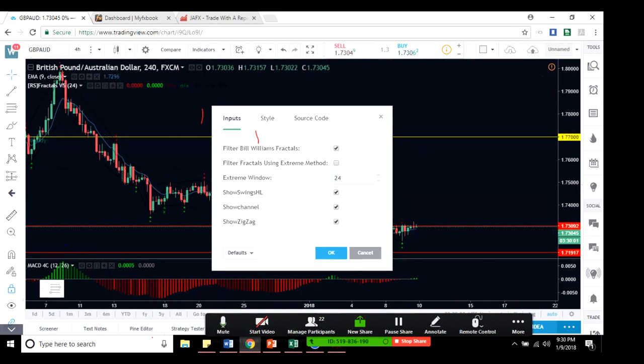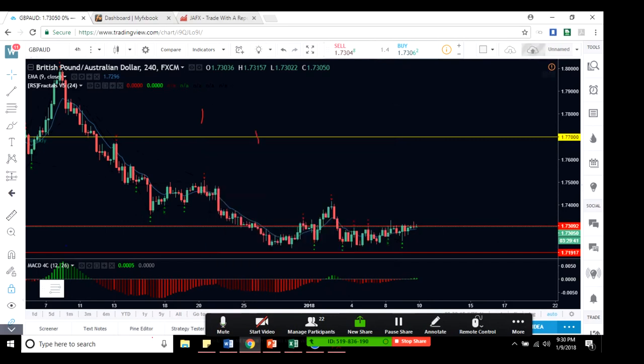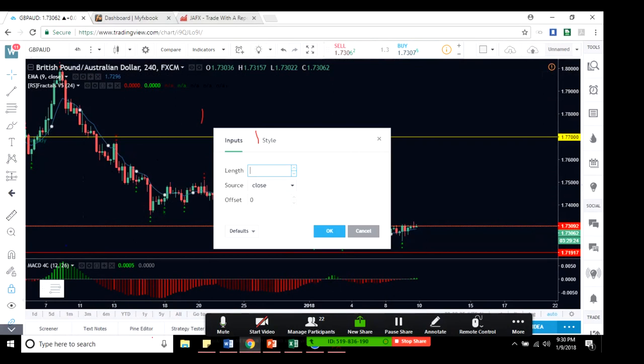On the default thing, guys, these two check boxes are not checked. All right. What we want to do is check the first one, filter out the Bill Williams fractals. Okay. We want to uncheck show channel and uncheck the zigzag, and then hit OK. And that's it. What that does is pick out the most important swing points that we really need to pay attention to. Next, go back up to the left-hand corner under the EMA 9. Go to the right of the eye, hit the format, change the length to 21, and then hit OK.